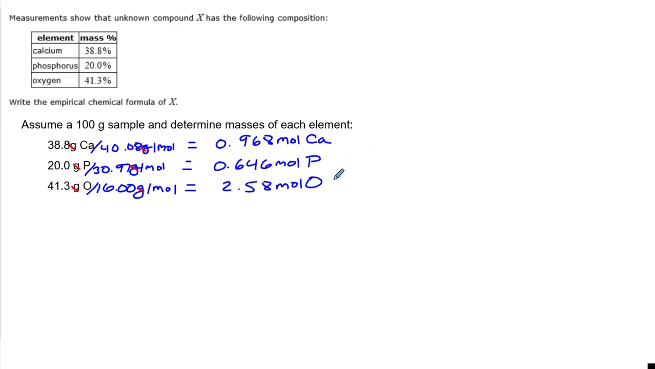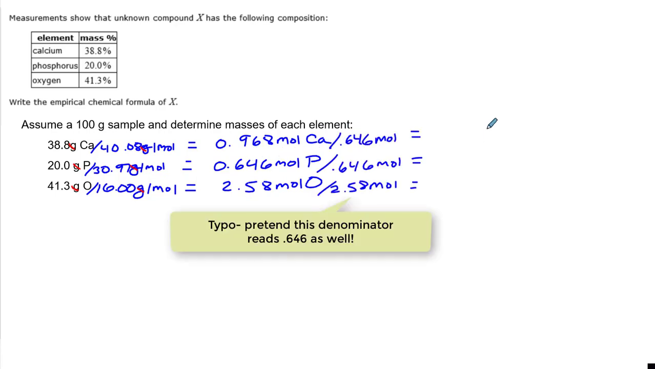So now we have moles of each, but we need this to be in a whole number ratio. The best way to get to a whole number ratio is to pick whichever of these is the smallest amount. In this particular example, it's the 0.646 moles of phosphorus, and we're going to divide all of them by that number, which means that we would end up with 1 phosphorus and then something equivalent of the other elements. So I'm going to divide each of these by 0.646 moles.